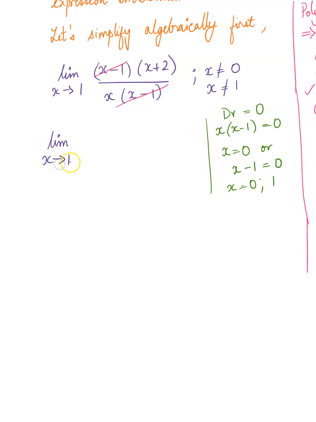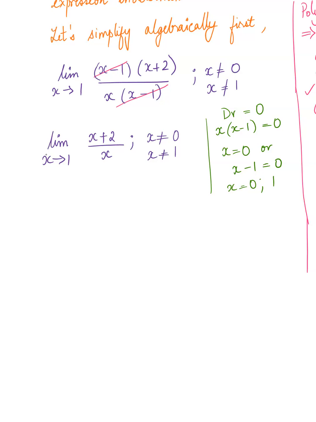Limit x approaches 1, x plus 2 over x. Okay. X not equal to 0, x not equal to 1. Now, x not equal to 0 is fine in the sense our real interest is not 0, right? Because your limit x approaches 1 is your limit of interest. So x approaches 1 is where you're interested. You are interested in the behavior of the function near 1, not near 0. So really, we are not so worried about the 0 at this point.